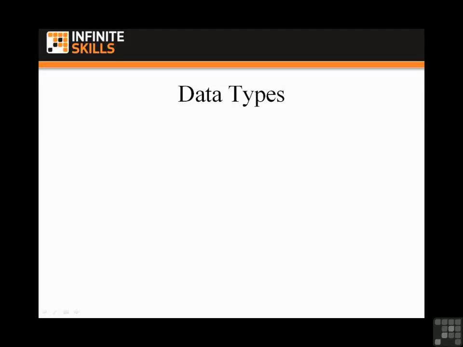Now that we've seen how to write, compile, and run a C++ program, we're ready to move on and discuss the fundamental building blocks of C++ programs. The first of these building blocks is a data type. Data types are important for several reasons.